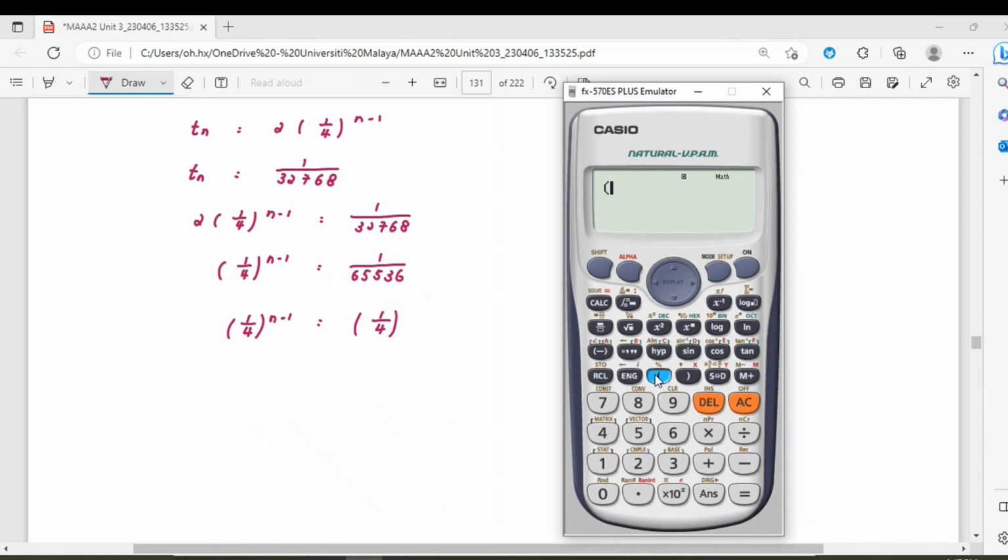For example, 1 over 4. Maybe I will just try out 6. Then I realize it's not big enough for the bottom one, for the denominator. So I try to increase it, and I still didn't get it. Then I slowly increase until I can get to that number. So you should be able to get power 8. So that's why power 8.